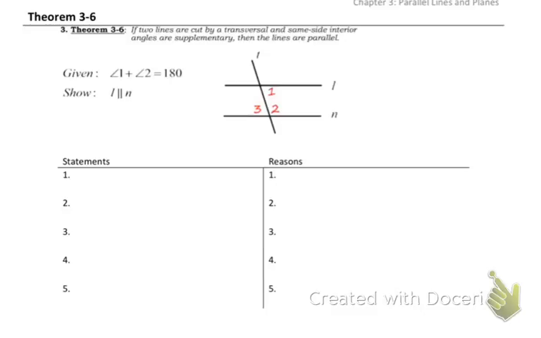So my theorem 3.6 says if two lines are cut by a transversal and same side... Ooh, weird. Now we're going to go from same side. What do we know about same side interior angles if they're parallel? Not congruent, they're supplementary. So this one's saying if I prove they're supplementary, then they are parallel. So I'm going to do the first one because I'm awesome at that. Angle 1 plus angle 2 equals 180 degrees. And that was the old given.